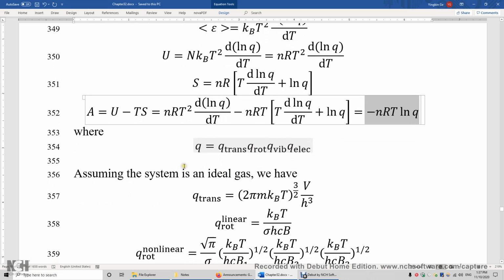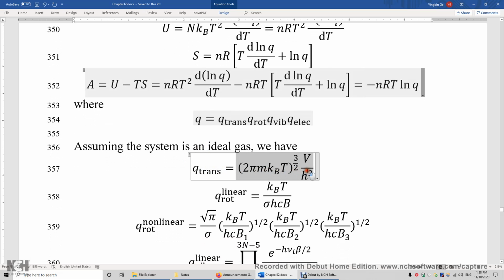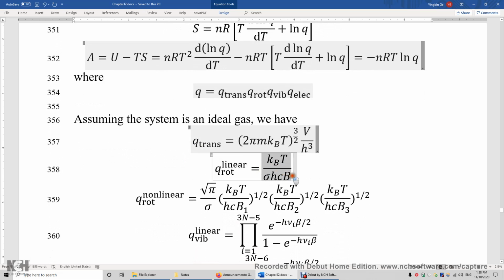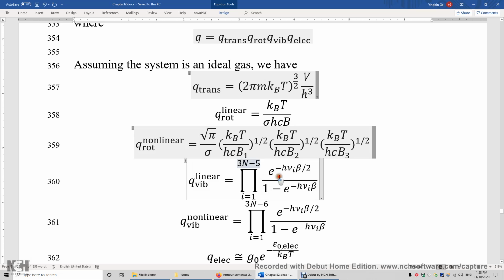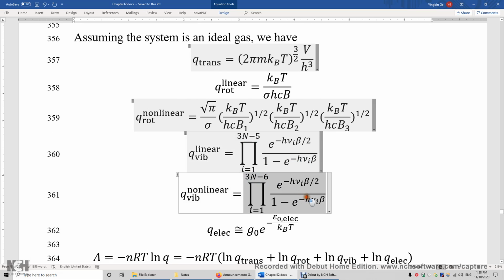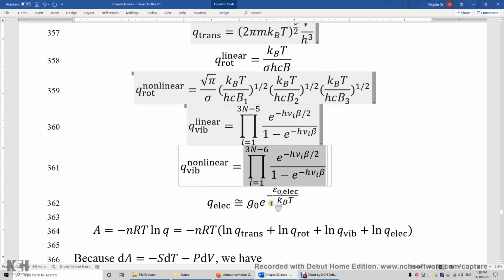Let's focus on ideal gases. If we assume the system is an ideal gas, then we have this translational partition function, rotational partition function for linear molecules, and rotational partition function for nonlinear molecules. This is the vibrational partition function for linear molecules with 3n-5 vibrational modes. This is the vibrational partition function for nonlinear molecules with 3n-6 vibrational modes.